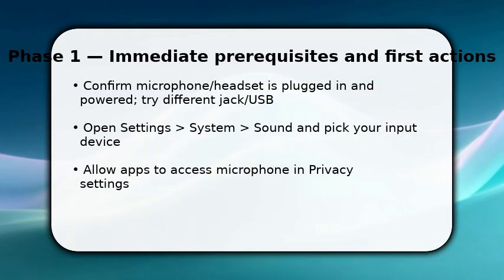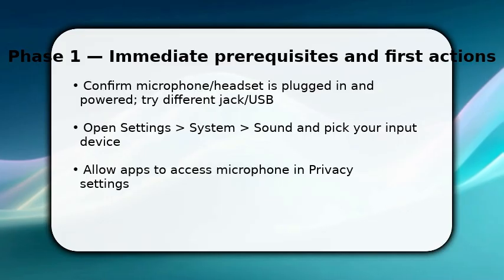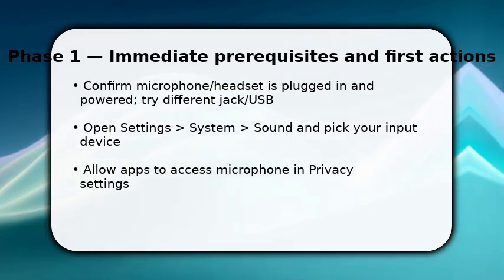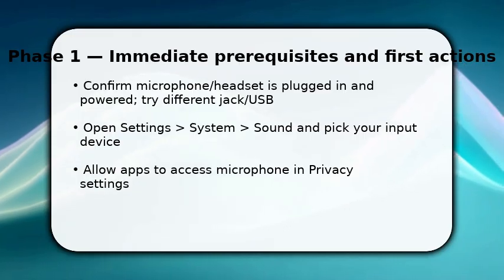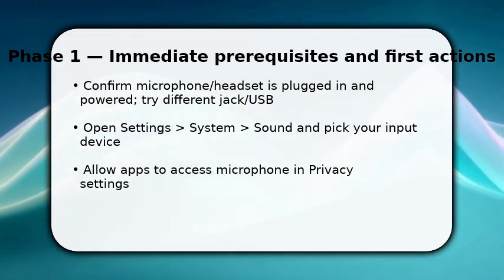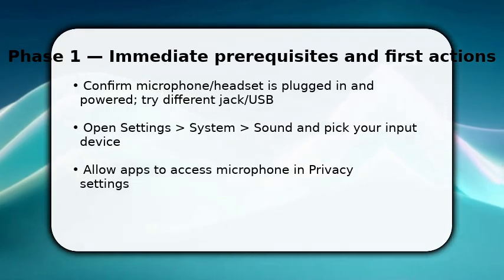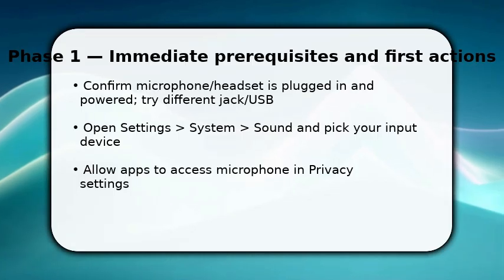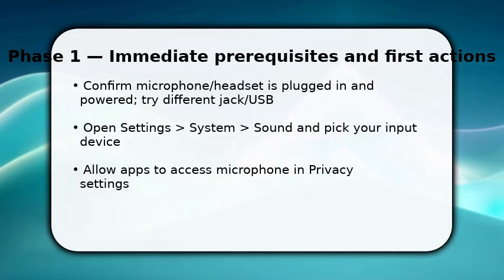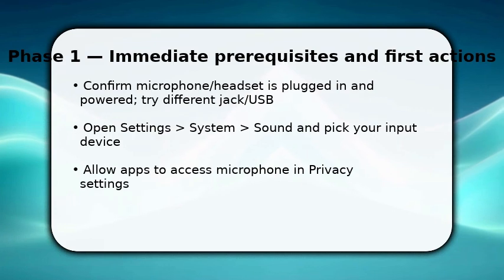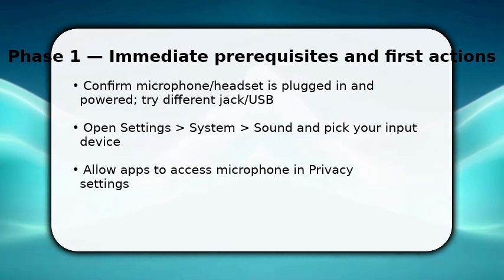You begin by confirming hardware and permissions. This prevents wasted steps. First, plug in or reconnect the mic, test a different port, and power the device. Once done, open Settings, go to System then Sound, and select the correct input. Windows routes recording here. Make sure apps have microphone access in privacy settings so software can use the device. These actions establish a working device and permission baseline before we fix drivers or app-level issues.